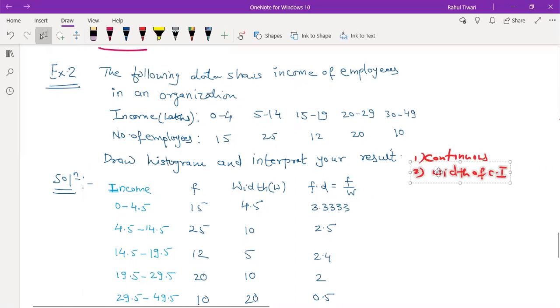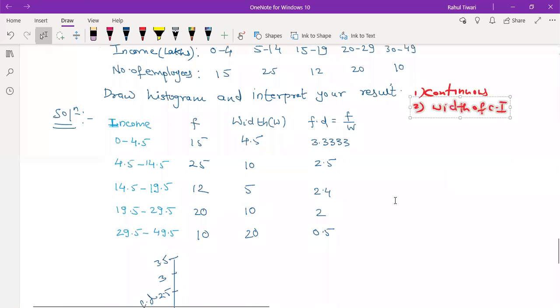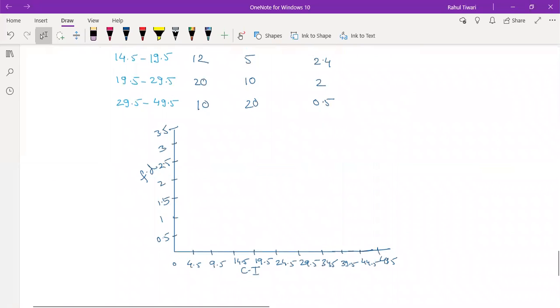So if any of these conditions is not satisfied, then, if the width is not the same, we need to draw the histogram of the class interval versus frequency density. But if the data is discontinuous, you know how to make it continuous. One can make it continuous. There is no problem. So, satisfying both conditions, one can draw the histogram. So let us see how we can draw the histogram.